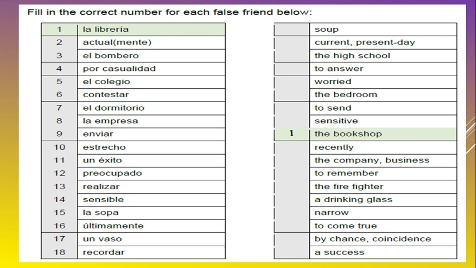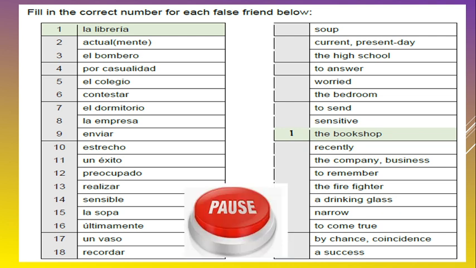So what I want you to do is have a look through these false friends. There may be some that you haven't seen before. Don't worry about that. Have a look through and see if you can match up. Have a go matching up with the English words on the other side, and then we'll go through the answers.